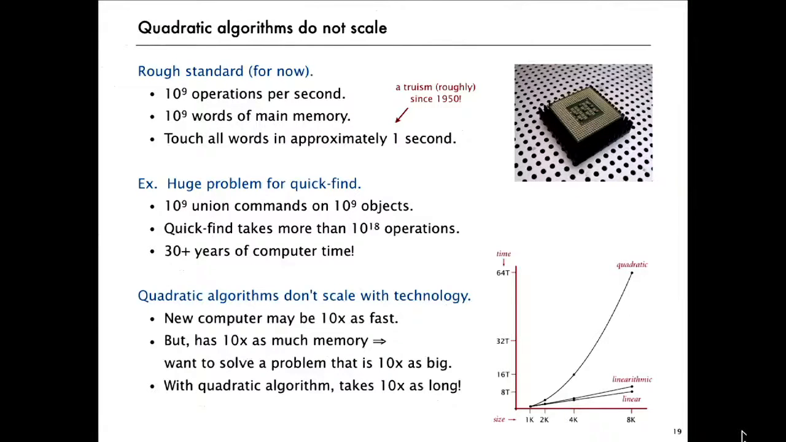And the reason, and the problem, is that quadratic algorithms don't scale with technology. You might have a new computer that's 10 times as fast, but you can address a problem that's 10 times as big. And with a quadratic algorithm, when you do that, it's going to be 10 times as slow. That's the kind of situation we're going to try to avoid by developing more efficient algorithms for solving problems like this.